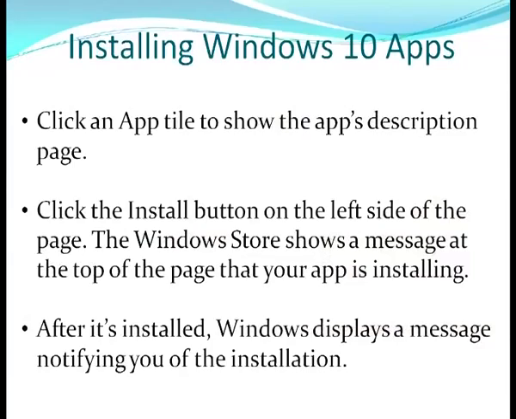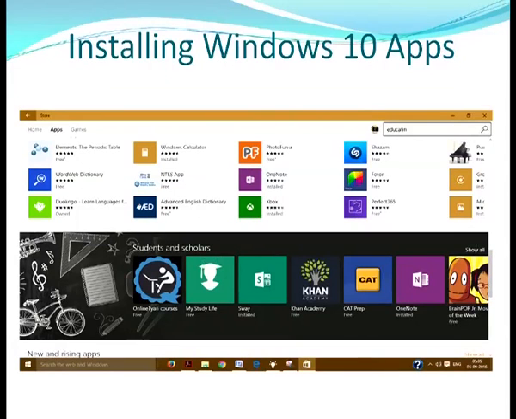You must have heard about apps. As I discussed in the features also, Windows 10 has various apps that can be installed. Some apps are free, some apps you have to purchase. So click on the particular app tile to show the description of that particular app, what that app contains. Click on the install button. The window shows a message that the app is getting installed. After it is installed, it displays a message that the installation is complete.